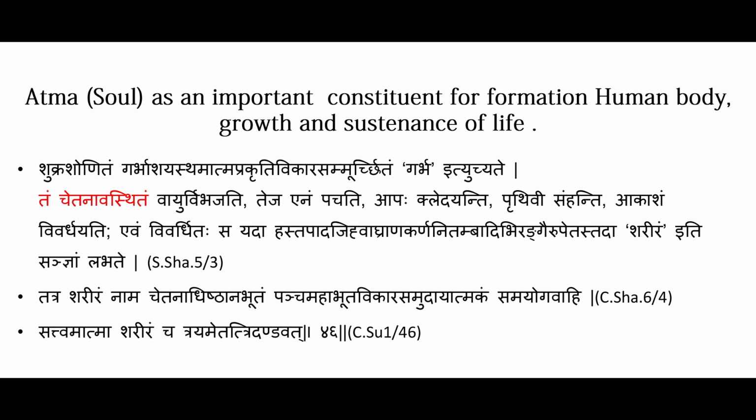Shukra is sperm, Shonit is ova. When the sperm and ova get conjugated in the Garbhashay, in the uterus, along with Atma, Ashta Prakriti and Shodas Vikar. Atma, Prakriti, Ashta Prakriti, that is Avyakta, Mahan, Ahankar, and Vikar, Shodas Vikar, that is Panchamahabhut and Indriya. When all these get combined, there is formation of Garbh in the uterus, formation of the zygote in the uterus.